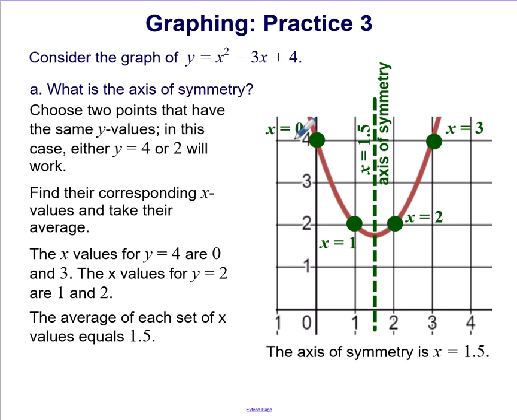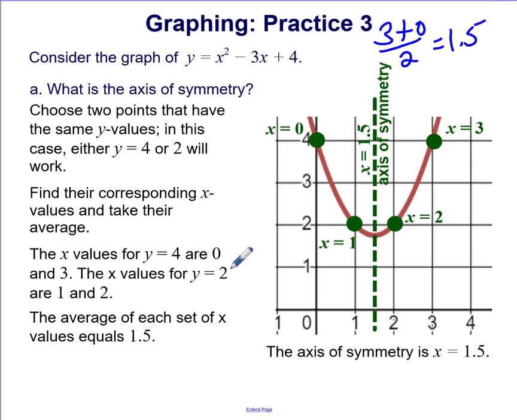So when y is equal to 4, the corresponding x values are going to be 0 and 3. So here's the point (0, 4), and here's the point (3, 4). The x values for y equals 2 are going to be 1 and 2. So here's the coordinate (1, 2), and (2, 2). What we do is we find the average of each of those. So the x values are going to be 0 and 3 when y is equal to 4. If I take the average of those x values, that's going to be 1.5.